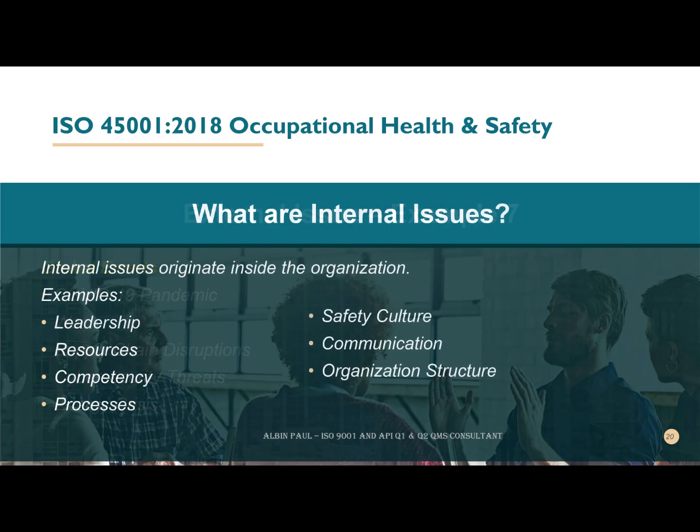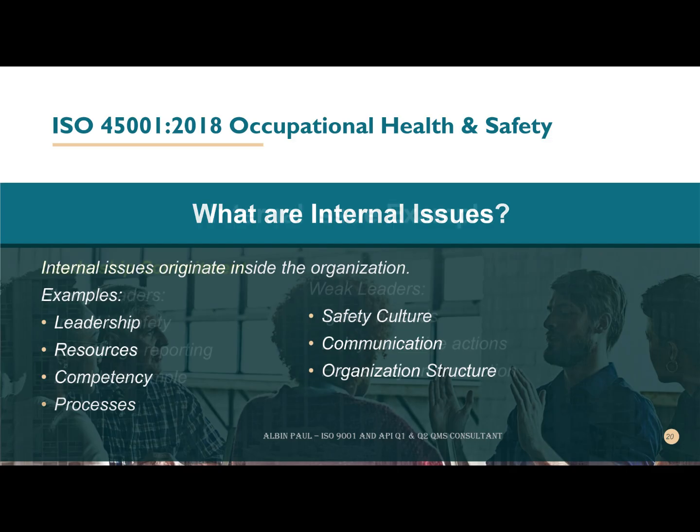Let's move inside the organization. Imagine two hospitals located in the same city. Both comply with the same health regulations, both treat similar patients. But one hospital has outstanding safety performance while the other experiences frequent incidents. Why? The answer lies in the internal issues. Internal issues originate within the organization and influence the occupational health and safety performance.